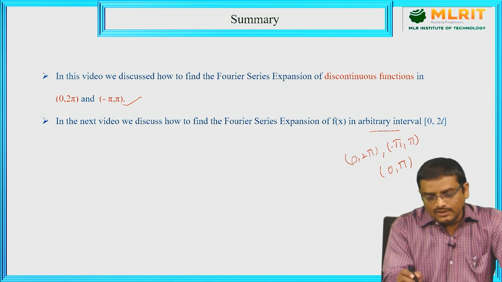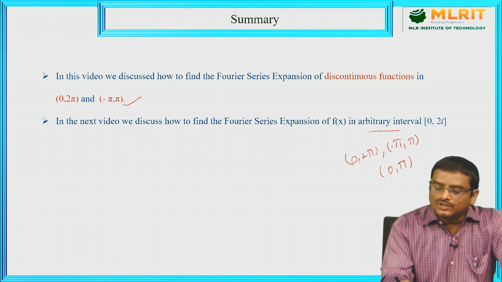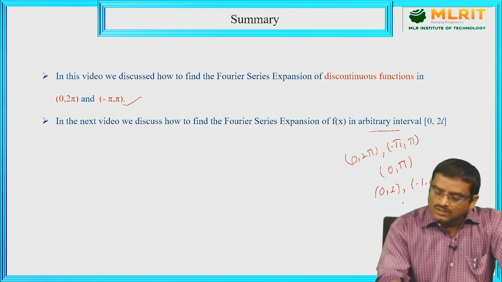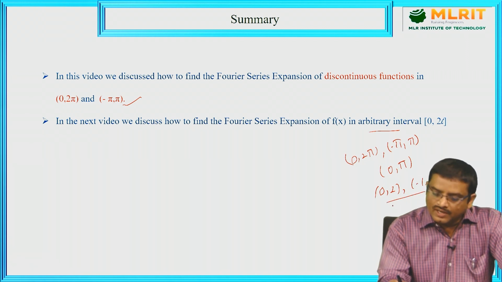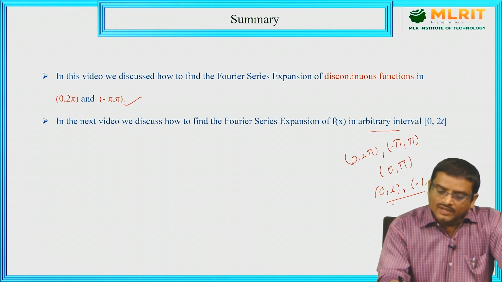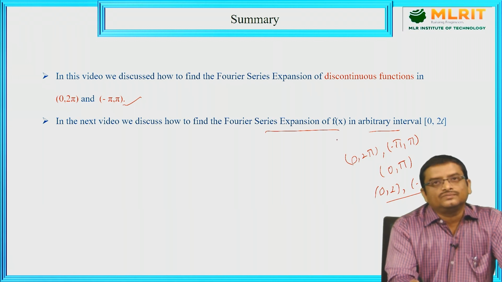In the next video, instead of taking these intervals in terms of pi, we will take some constant intervals, like 0 to 2, or minus 1 to 1. Like this we will take some intervals that we can call arbitrary intervals. In those arbitrary intervals we will see how to find the Fourier series of f of x. Thank you.